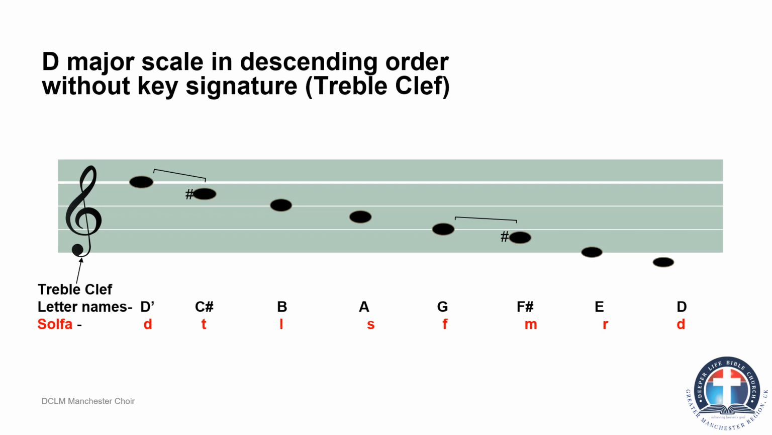note that is sharpened. So if you look at the stave while running the scale, C sharp has the sharp placed by the notes, and F sharp has the sharp placed by its notes to show that it was sharpened there. So we'll look at another example with the key signature.